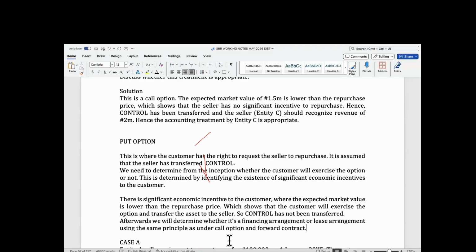And the reverse is the case, meaning where the expected market value is higher than the repurchase price, it means that there is no significant incentive for the customer, and hence the customer would not be willing to transfer the assets. We'll just continue to use it because the market value is much higher than what the seller is offering. And in that case, the seller should just recognize revenue for such an asset.